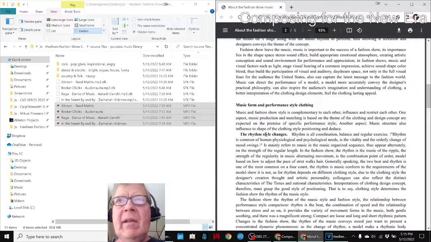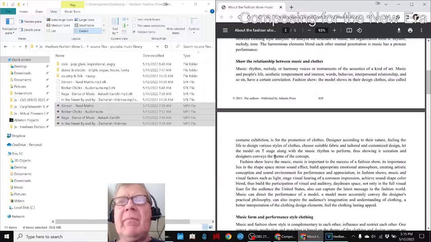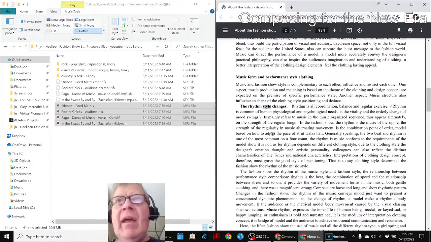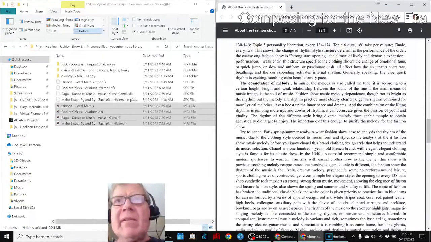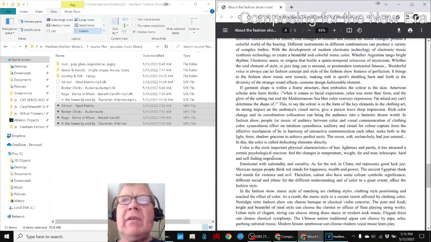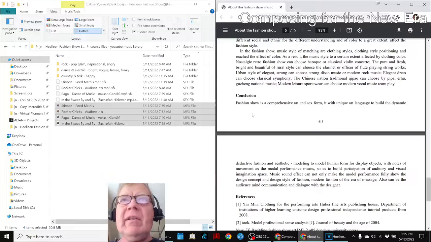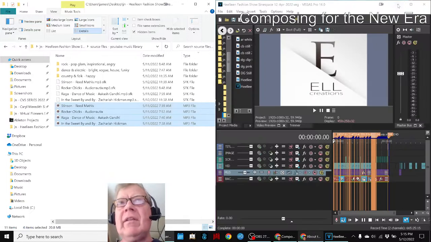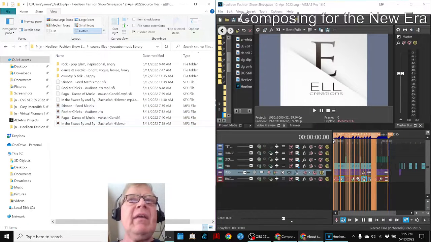So it talks about matching the music and the clothing, matching the music and the performance, wearing the clothing, and in particular rhythm and rhythm style and melody, and what the melody implies, and the tone color, which is the timbre of instruments. So it says fashion show is a comprehensive art form, and so is music, so they go together quite well. So that kind of informed us when we went to YouTube.